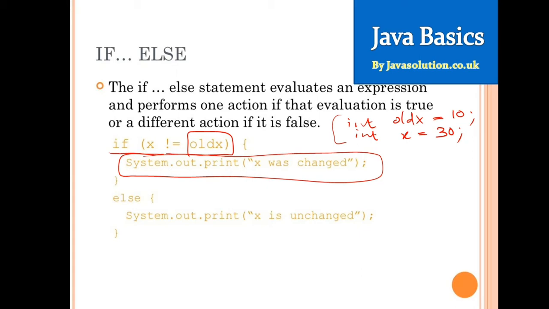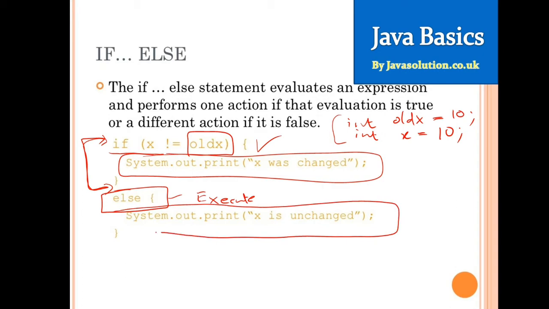But if the value of x is 10 as well, this condition will become false because now x is equal to the old value of x. So this block of statements will not be executed, and it will come to the else statement, and if the condition is false, it means execute this statement, right? So this statement will be executed. So one or the other, right? If the if condition is not satisfied, then the else condition will automatically run.